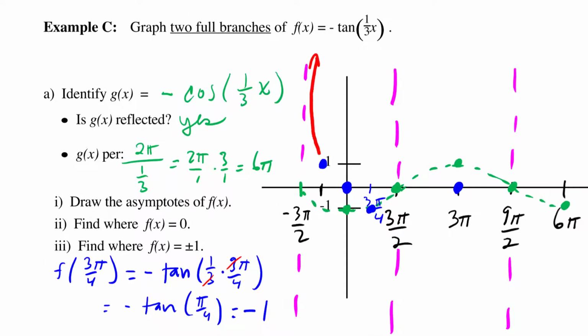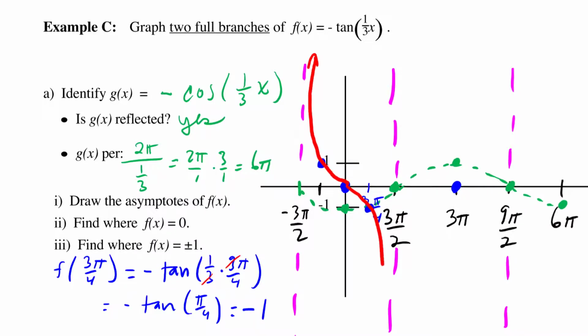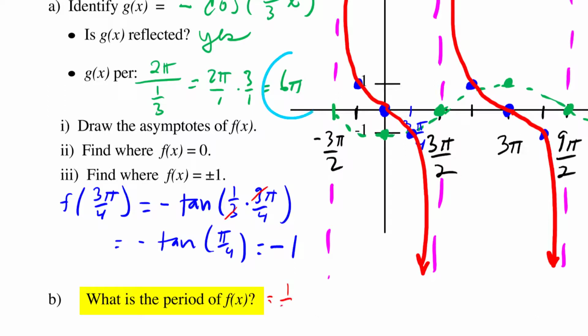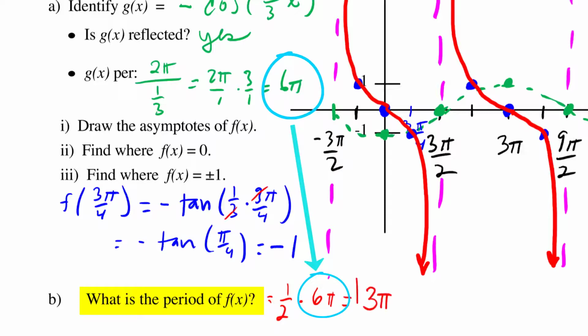We're going to come down from the left side asymptote through the 1 up to 0. And that's all concave up. Once we hit the 0, and go through the next 1 at 3 pi over 4, it's concave down all the way to the right side asymptote. And between 3 pi over 2 and 9 pi over 2, we can do the very same graph. Put the positive 1 and the negative 1, and draw the second branch through those points. So what is the period of f of x? It's always half of the period of the guideline function. And g of x has a period of 6 pi, so 1/2 of 6 pi is 3 pi.